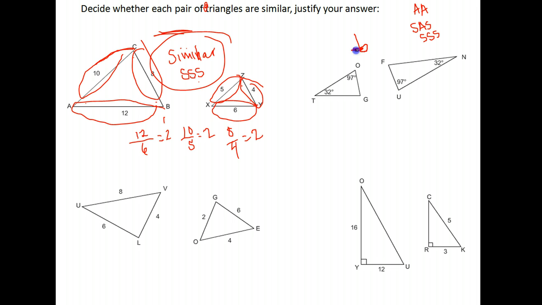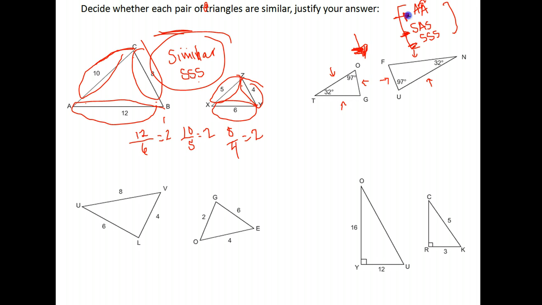Here's our next pair. Do any of our little postulates over here work for these two? First of all, what could we use? When you look, notice I don't have the measure of any of the sides. None of them are labeled with a measure. Therefore, I cannot use side, side, side, and I can't use side, angle, side. I just don't have that information. So if these are going to be similar, it has to be by angle, angle.